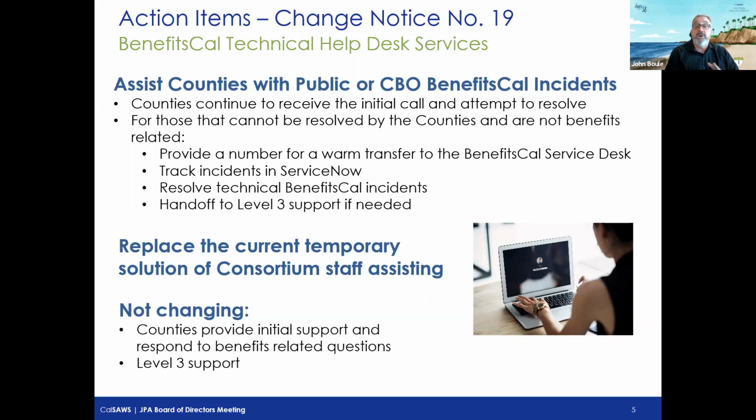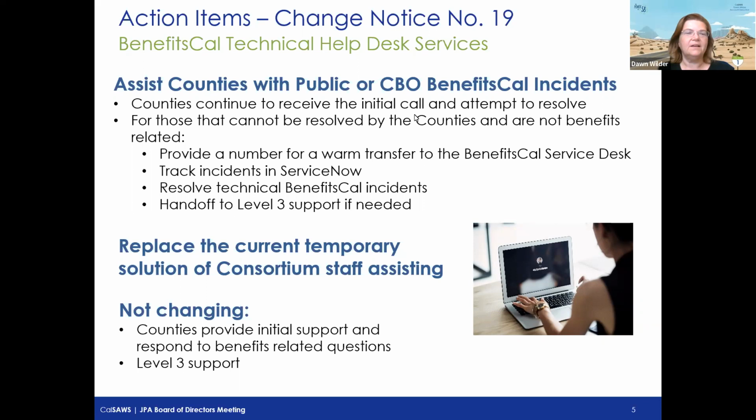All the costs are covered through our CalSAWS IAPDU funding, and all current year costs are accounted for in our 22-23 CalSAWS project budget, which has already been approved. So what I'm going to do is start off with Dawn. Are you going to start off and provide us a little bit of background?